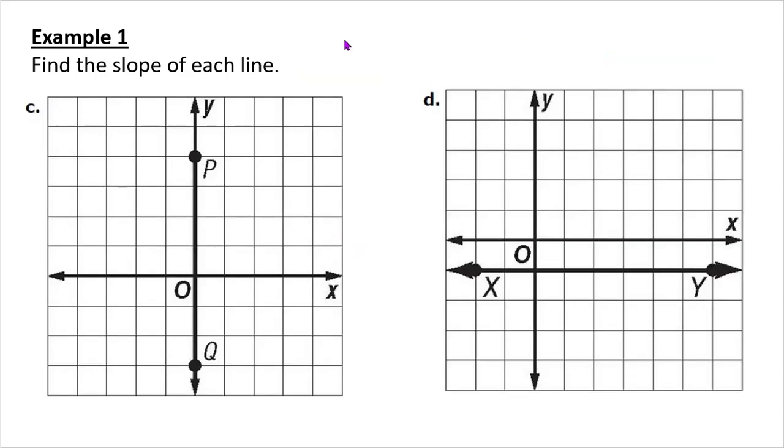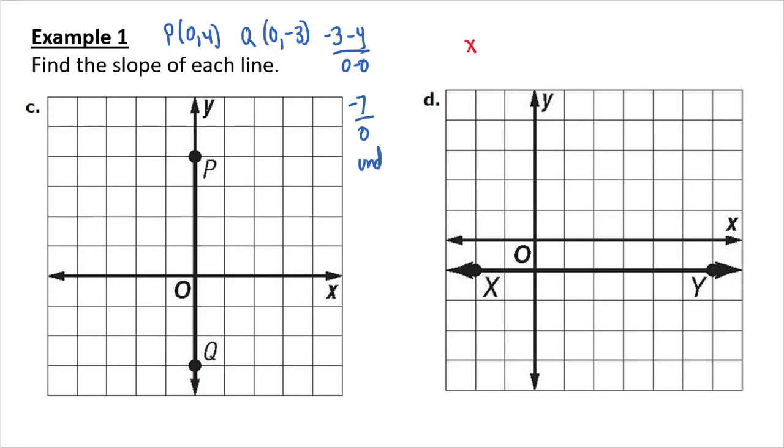Okay, find the slope of each line. So this one, okay, we have P that is at 0, 4, and we have Q that is at 0, -3. So the slope of that is -3 minus 4 over 0 minus 0. I have a -7 over a 0, that is undefined. I don't like the words no slope. Ignore that I said that. So that's an undefined slope.